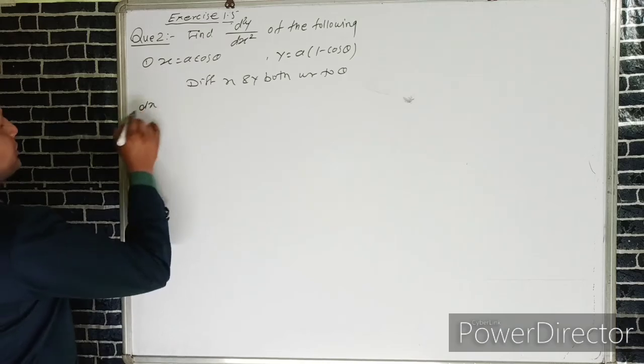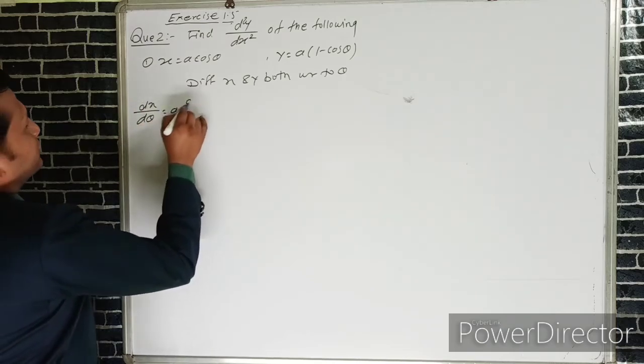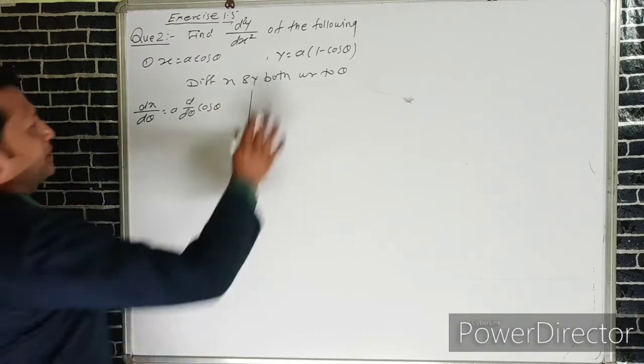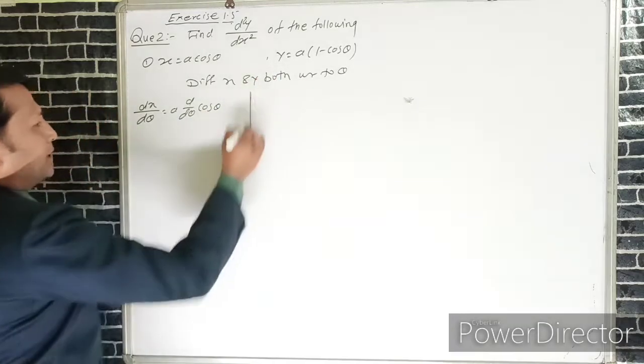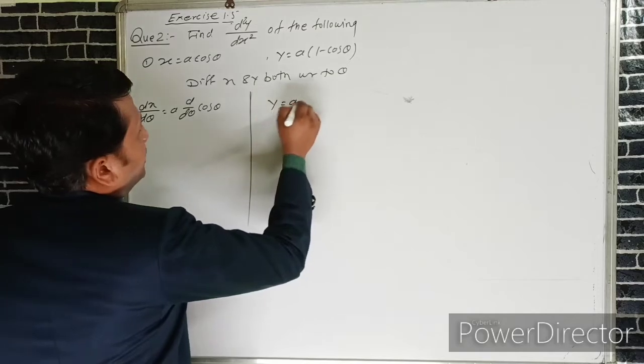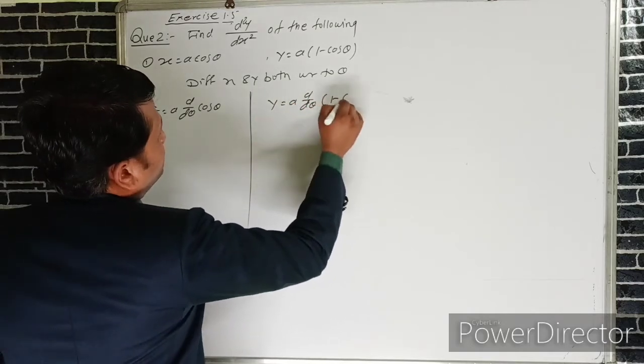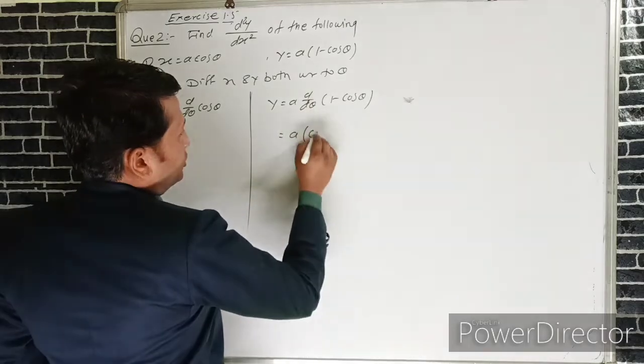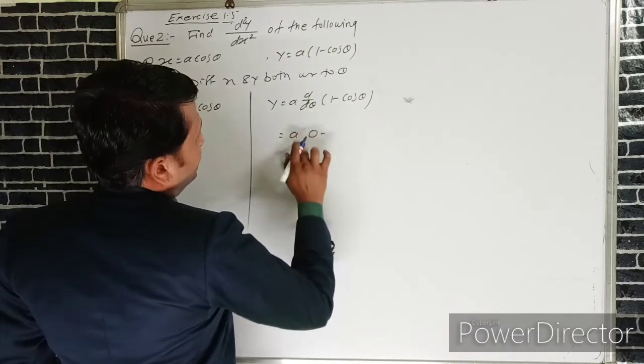The derivative of x, which is dx by d theta, where a is constant and we take the derivative of cos theta. Here again we can write y is equal to a into the derivative of 1 minus cos theta. Here a into the derivative of 1 is 0, and the derivative of minus cos theta is minus sin theta.